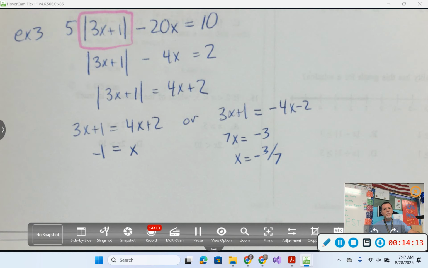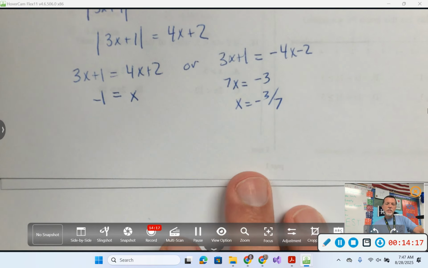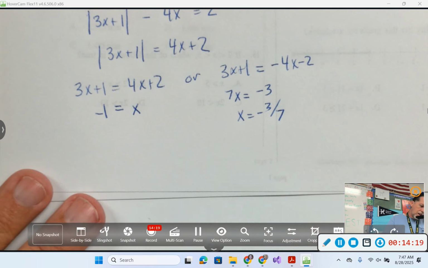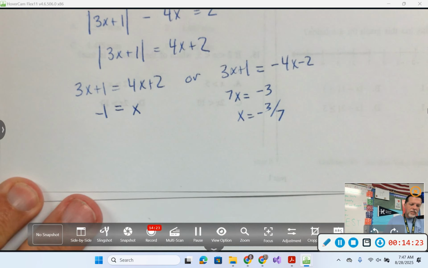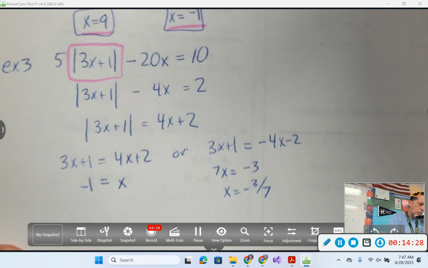But we'll have to test both of those. That's the end of the page, but I'm almost done, so this will be okay. So I got to test negative 1. When you test it, you got to test it all the way back in the original. Way back at the start.